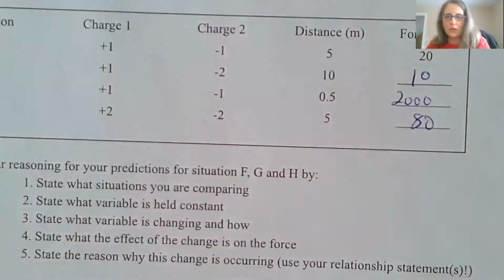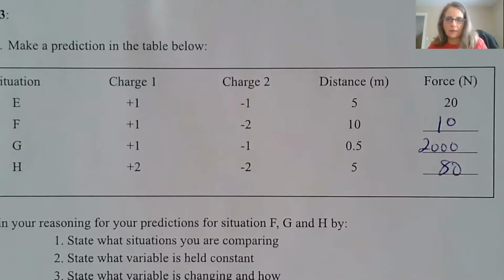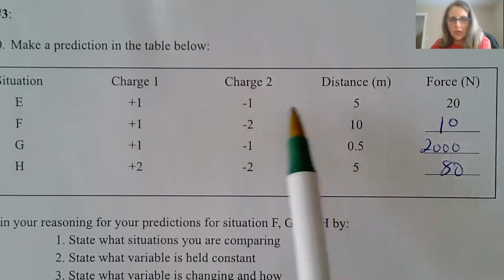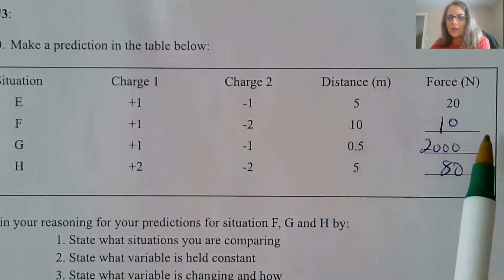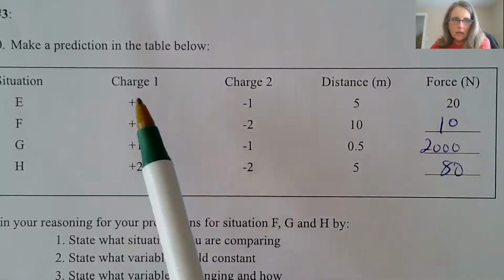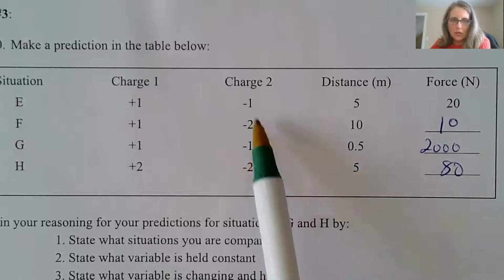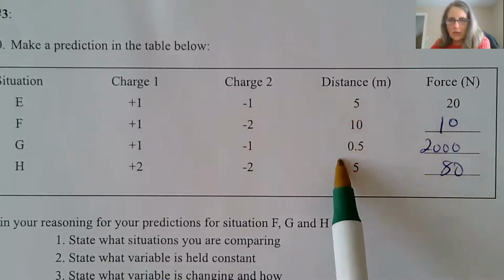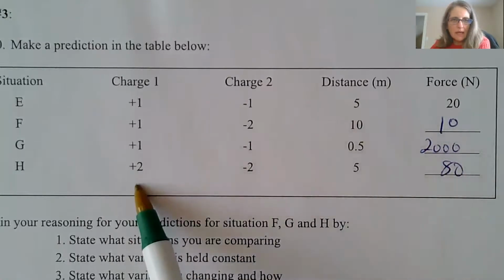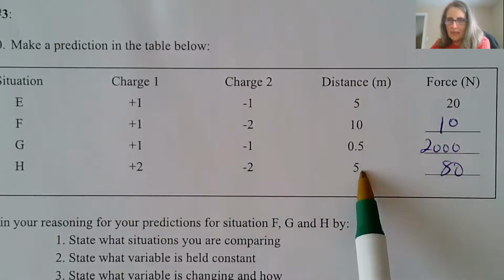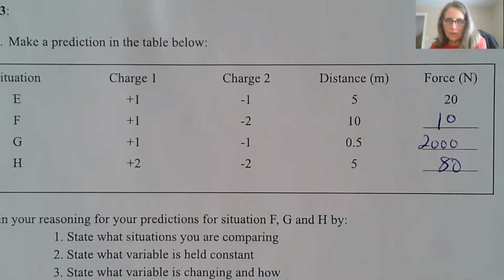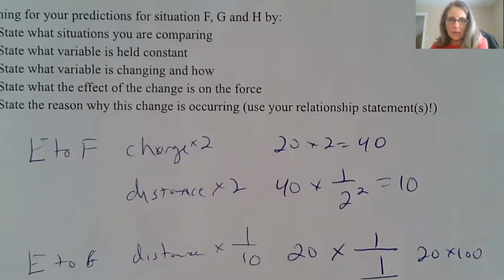So if you want a quick check, and then I'm going to explain them. For situation F, I was essentially doubling the charge for charge 2, and my distance is going up by a factor of 2, so my force goes down to 10. I will explain each one of these in a second. Then G, nothing's happening to charge compared to E, but my distance is going down by a factor of 10, so it goes up to 2,000. And then H, I'm doubling both of my charges and I'm keeping distance the same. So that's why it should end up as 80. So let me explain each one of these to you, and it'll make a little bit more sense.